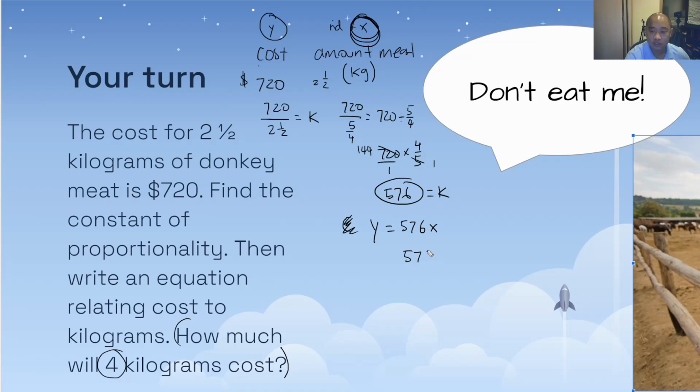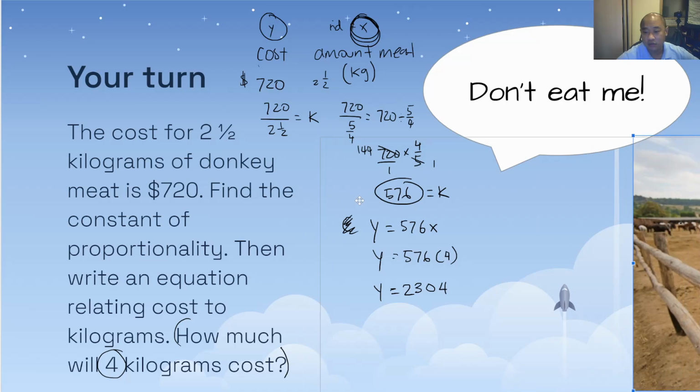So 576 times 4 equals Y. And what is that? 576 times 4 is 2,304. If you wanted to buy 4 kilograms of donkey meat, that's how much that would be.